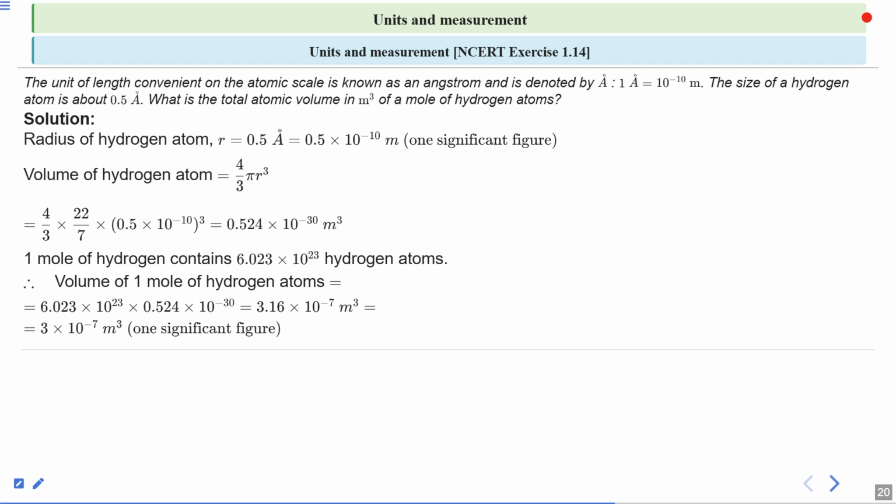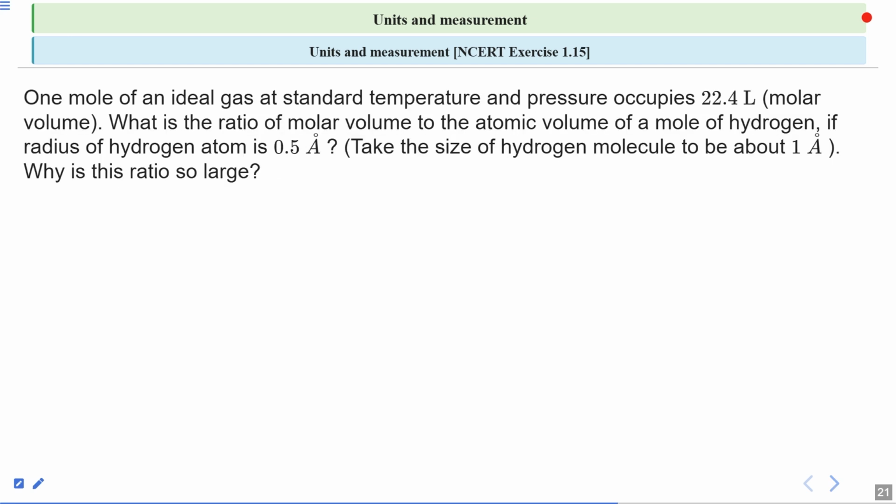Okay, let's go to the next slide. Next question. So the next question is interesting. 1 mole of an ideal gas at standard temperature and pressure occupies 22.4 liter, the molar volume. What is the ratio of molar volume to the atomic volume of a mole of hydrogen if the radius of hydrogen atom is 0.5 angstrom? Take the size of hydrogen molecule to be 1 angstrom. Why is this ratio so large?